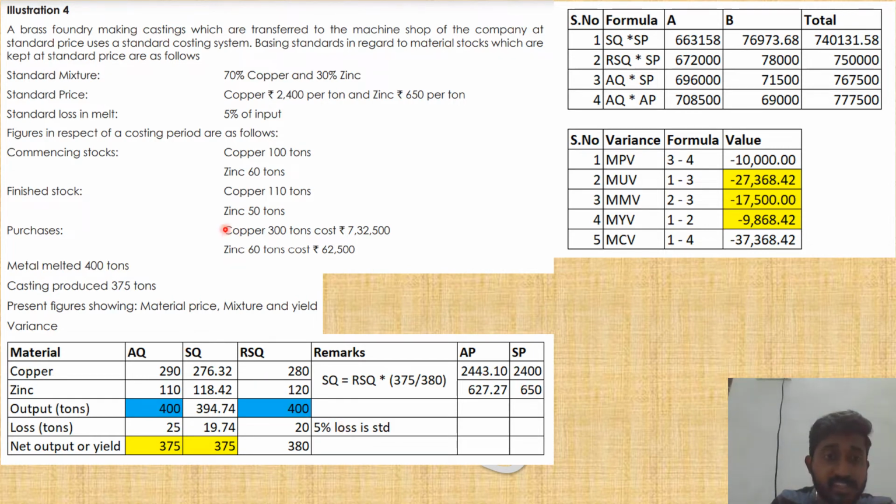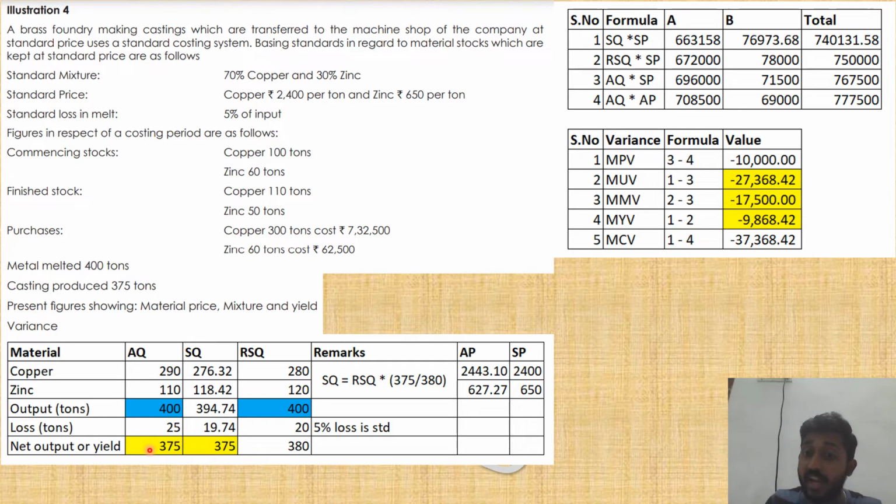So 5% is the standard loss, that is already given in the question. So 5% of 400 is 20, so 380. We have actually produced 375 by taking 400 quantities of input. But if you have taken 400, the standard output should have been 380. So against 380 you have produced only 375.